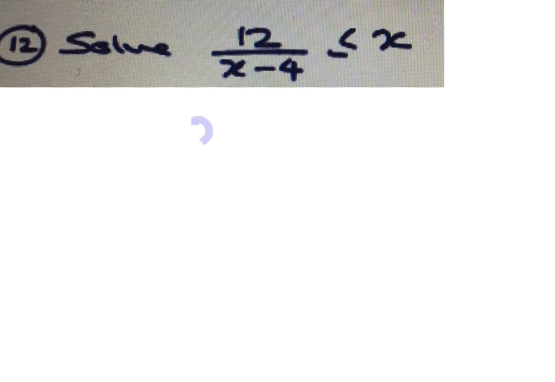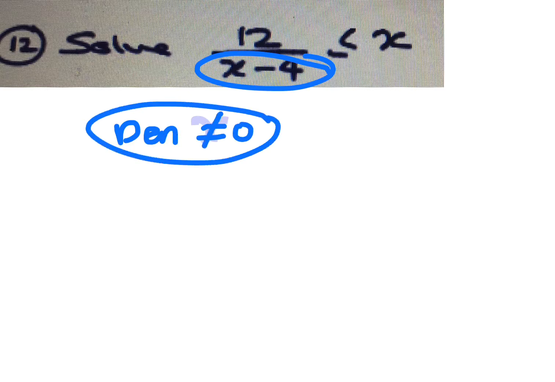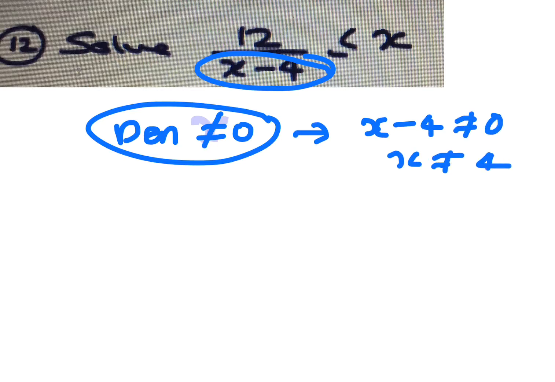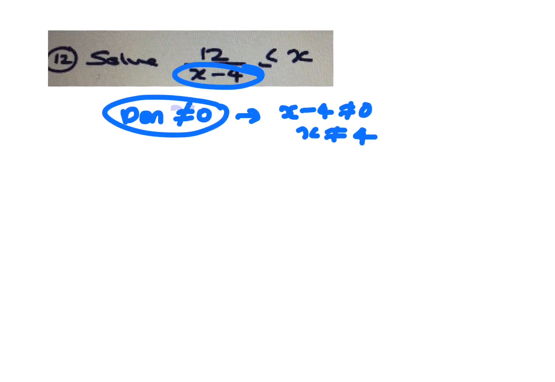Okay, so the first step is to make the denominator equal 0. The denominator cannot equal 0 because you can't divide by 0. So we know that's a really critical point: x is not equal to 4. Now on your number line, that will end up being an open circle. So if you were drawing a number line, there's 4, open circle.